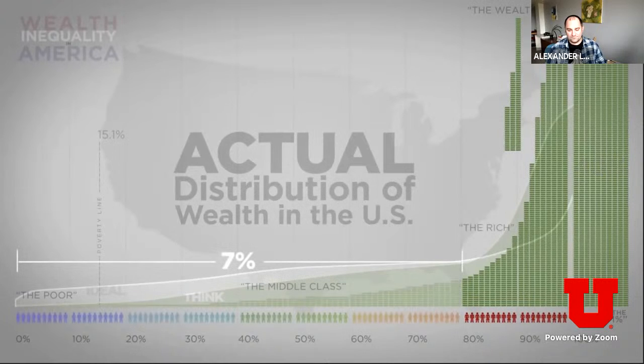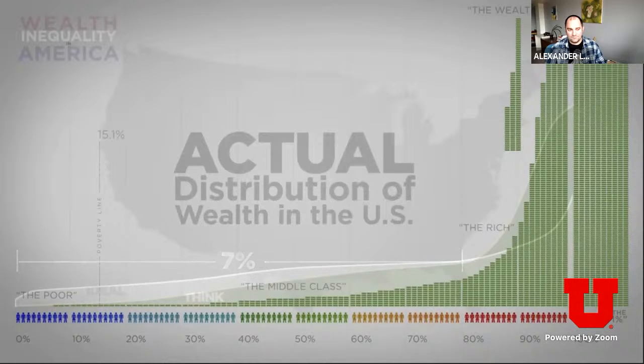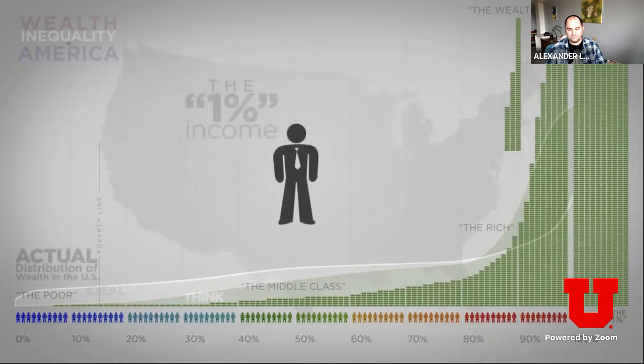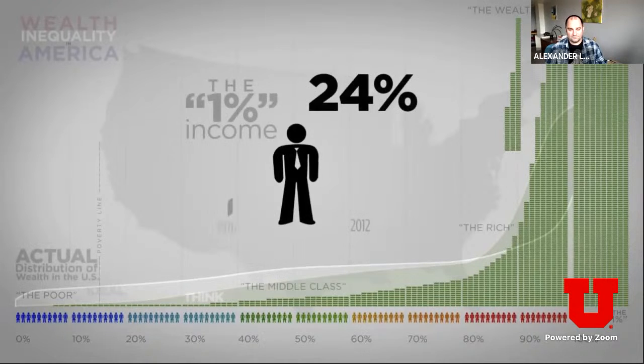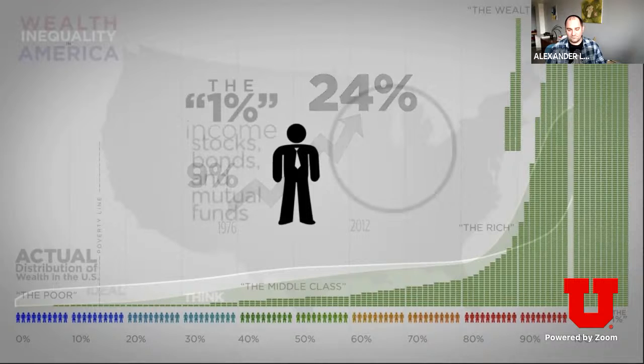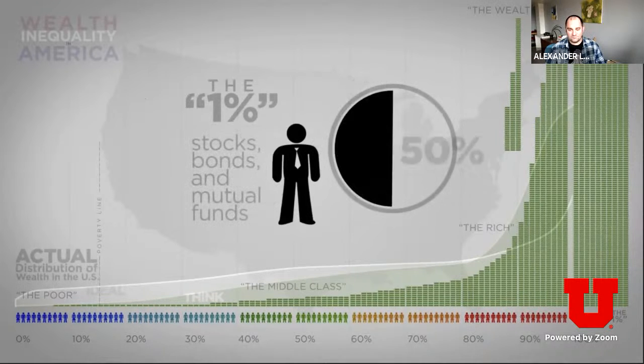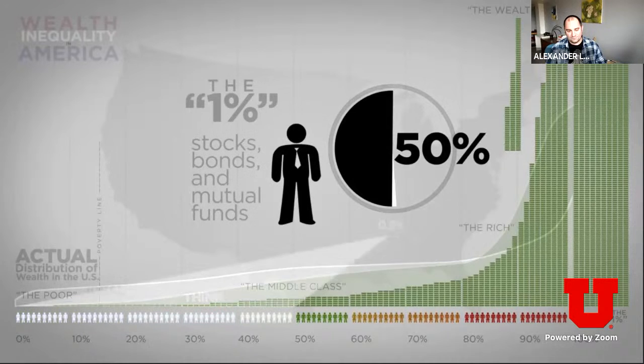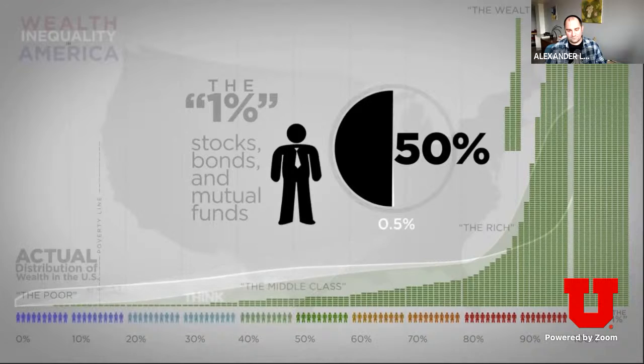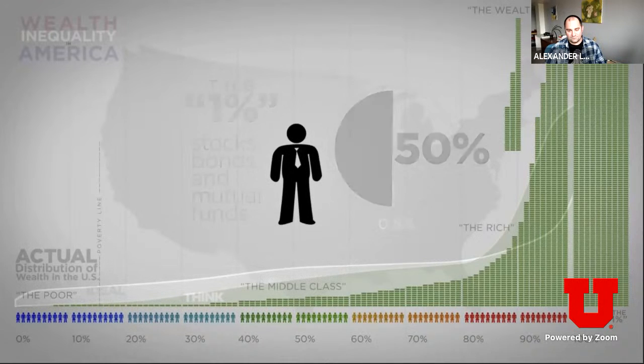And this has only gotten worse in the last 20 to 30 years. While the richest 1% take home almost a quarter of the national income today, in 1976, they took home only 9%, meaning their share of income has nearly tripled in the last 30 years. The top 1% own half the country's stocks, bonds, and mutual funds. The bottom 50% of Americans own only 0.5% of these investments, which means they aren't investing.